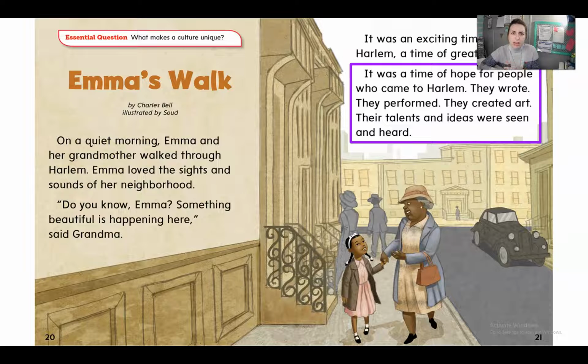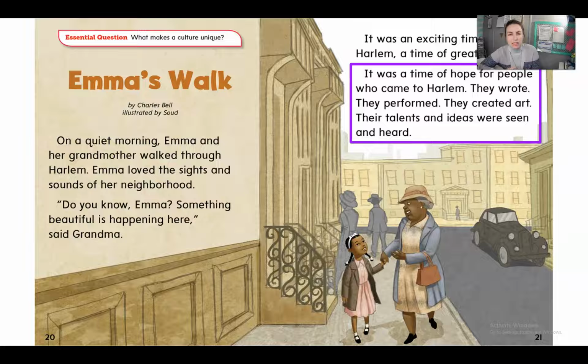Okay, that kind of makes sense, but I'm thinking as I'm reading this story that talent is more than just art. So let's try perform. Their perform and ideas were seen and heard. No, that one doesn't make sense. So now I'm going to start to think a little bit.